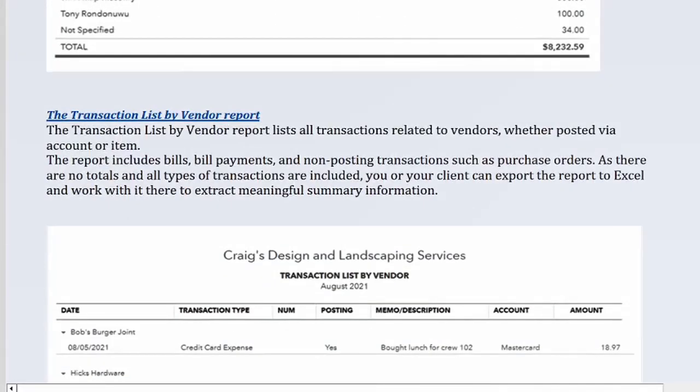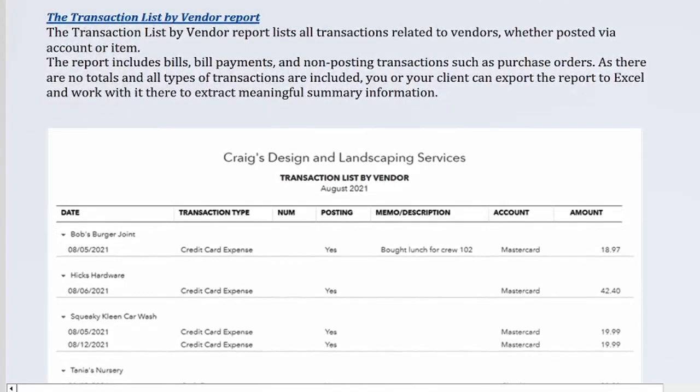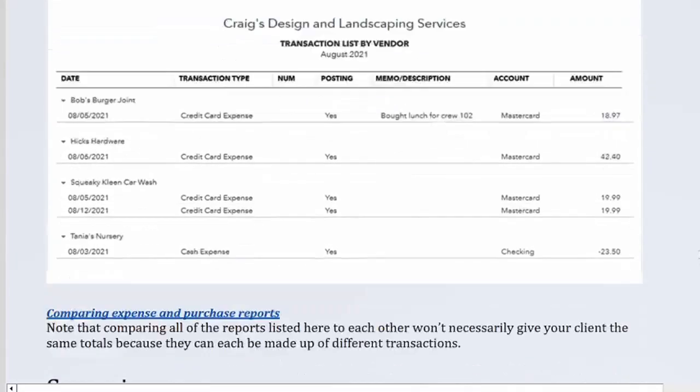The Transaction List by Vendor Report. The Transaction List by Vendor Report lists all transactions related to vendors, whether posted via account or item. The report includes bills, bill payments, and non-posting transactions such as purchase orders. As there are no totals and all types of transactions are included, you or your client can export the report to Excel and work with it there to extract meaningful summary information.